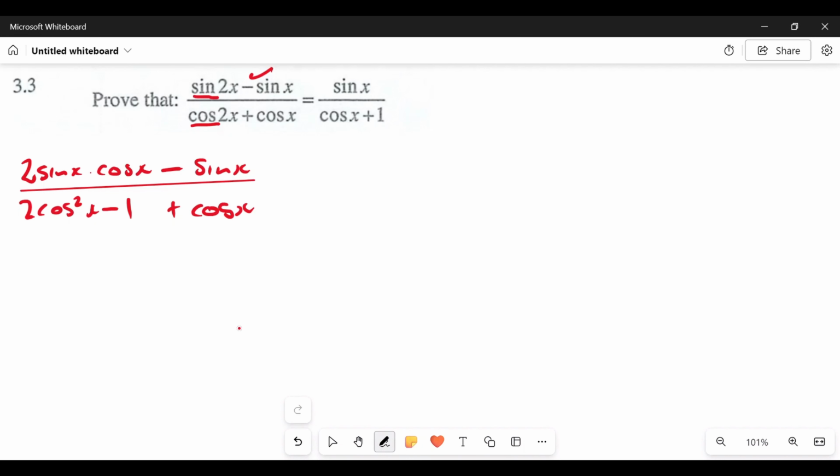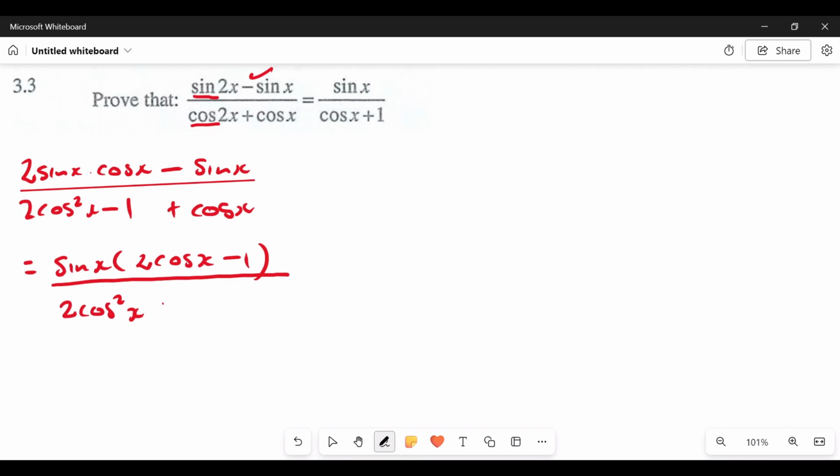Right, so let's continue. Now, when we continue, you can see that on the numerator we have a common factor. So we take out our common factor, which is sine x, and then inside the bracket we're going to be left with 2 cos x minus 1. And then on the denominator we need to rearrange this. We can say 2 cos squared x plus cos x minus 1. When you look at our denominator, this is actually quadratic. We can actually factorize this.